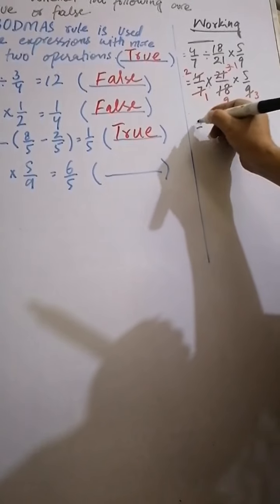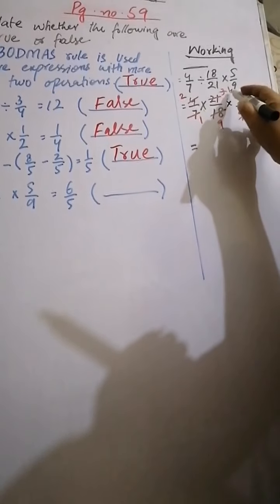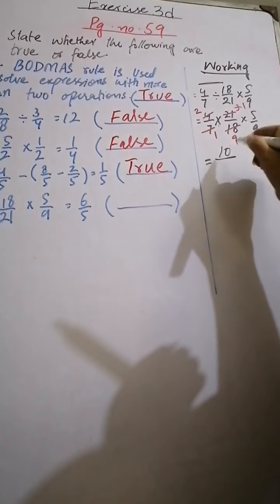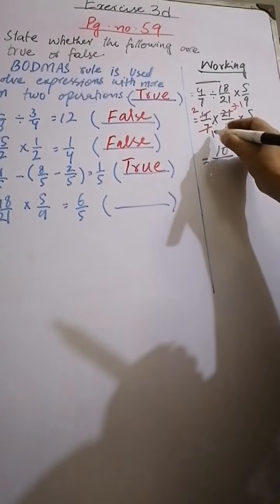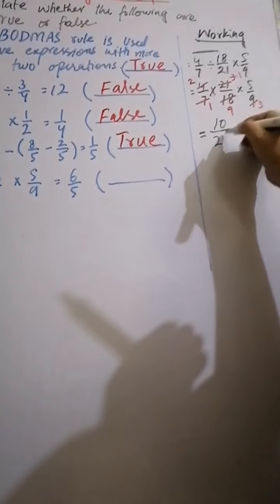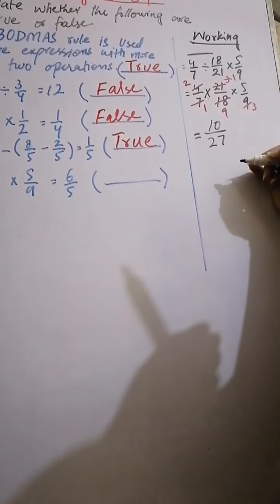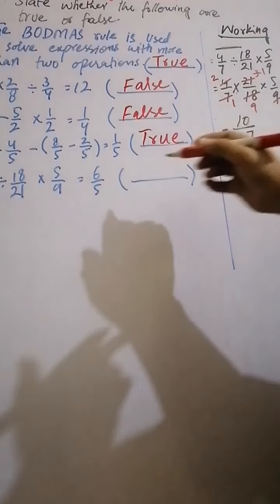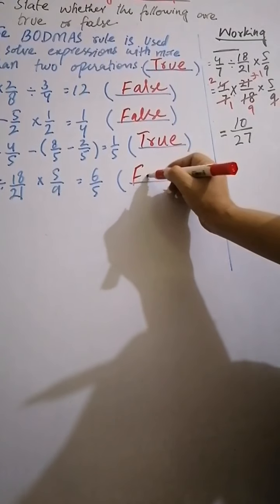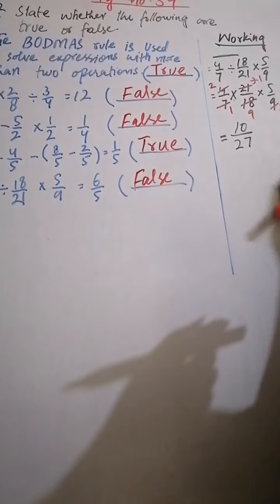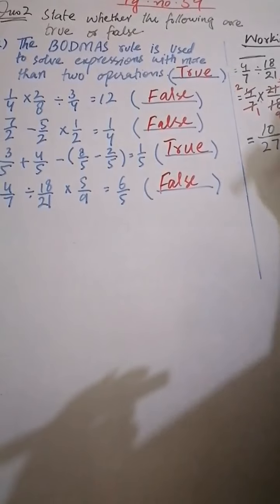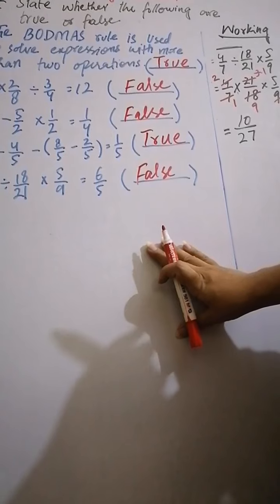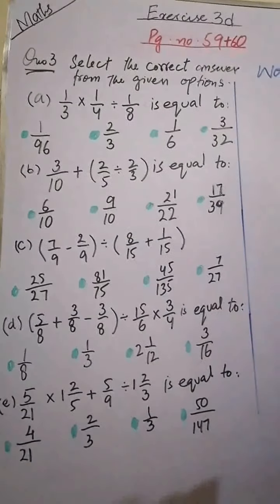So what is left in the numerator? 2 1s are 2, 2 5s are 10. 9 3s are 27, and this is 1 here, so it's 27. 10 by 27, so our last answer is false. Okay, 6 by 5 is not coming in any way, so we will write false over here. These are easy, right? We will solve first, and after that we will judge true or false. Okay, come to question number 3.